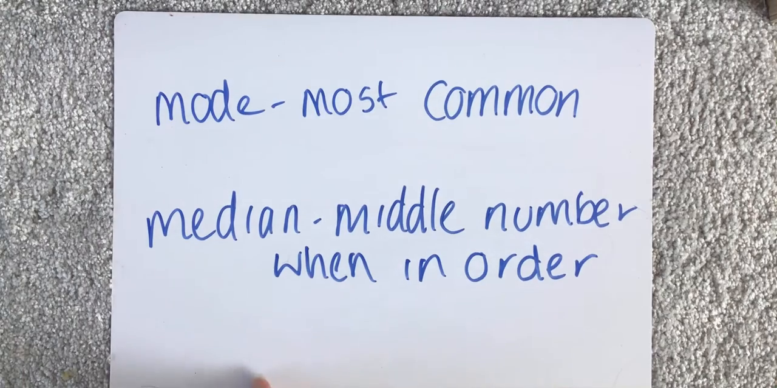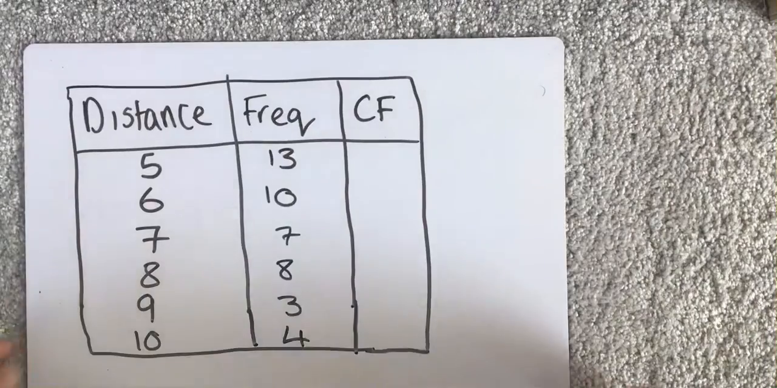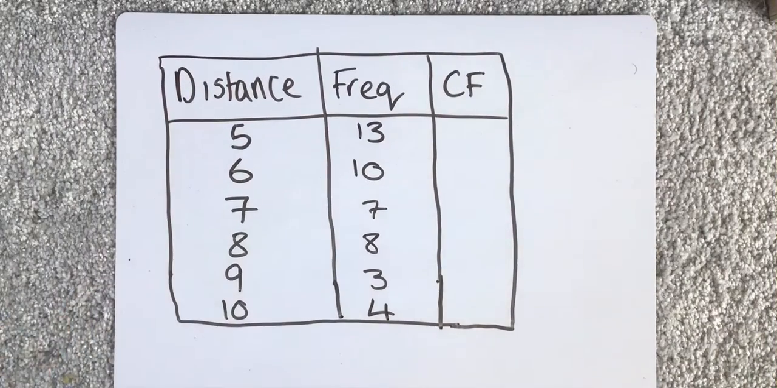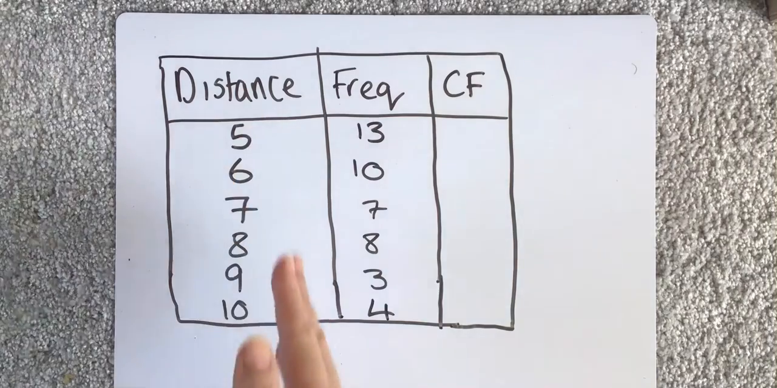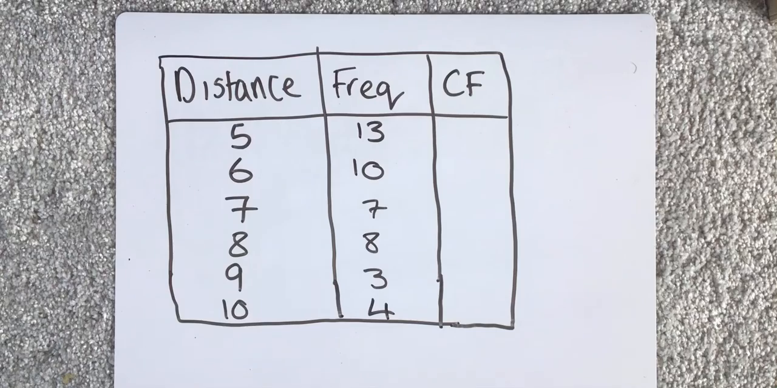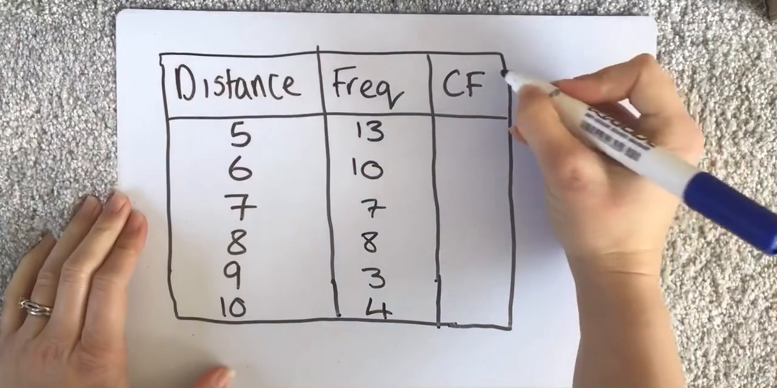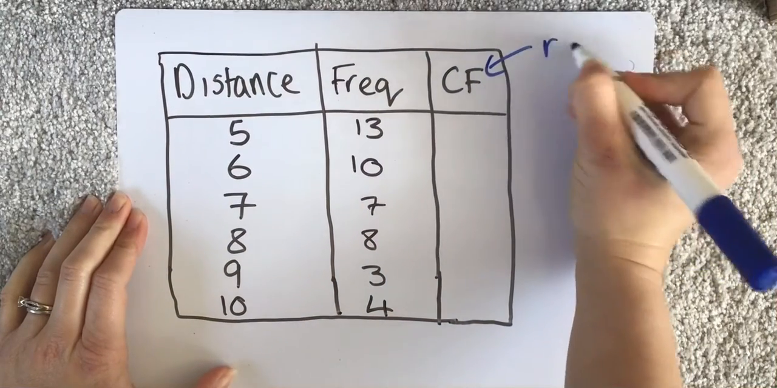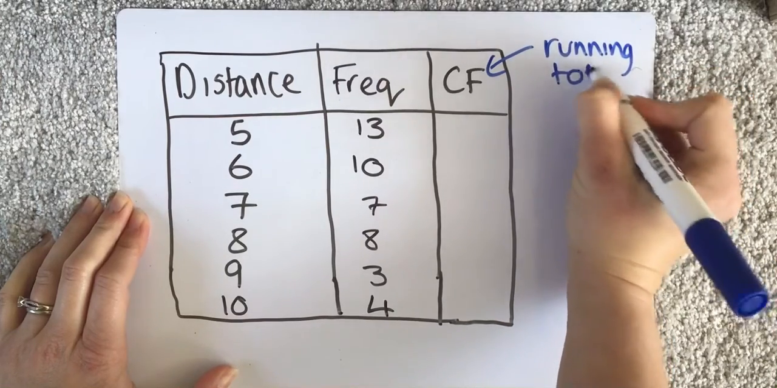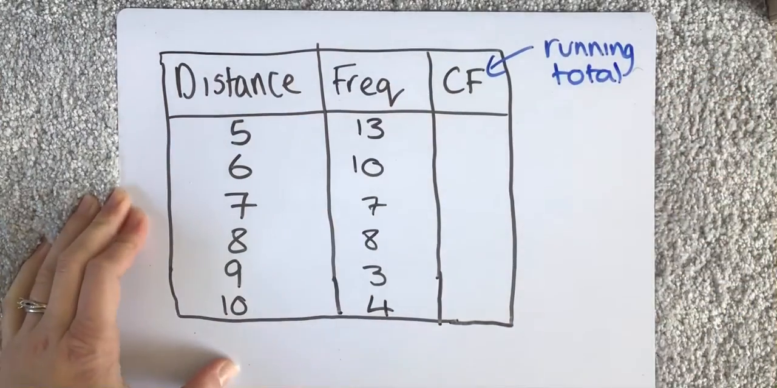So in your MyMaths, you have a table, something quite like this. This is taken from the first question in the MyMaths. It talks about distance, frequency, and then it's got this column for cumulative frequency, or CF, I've just written for short. Cumulative frequency is your running total. What that basically means is you add them up as you go.